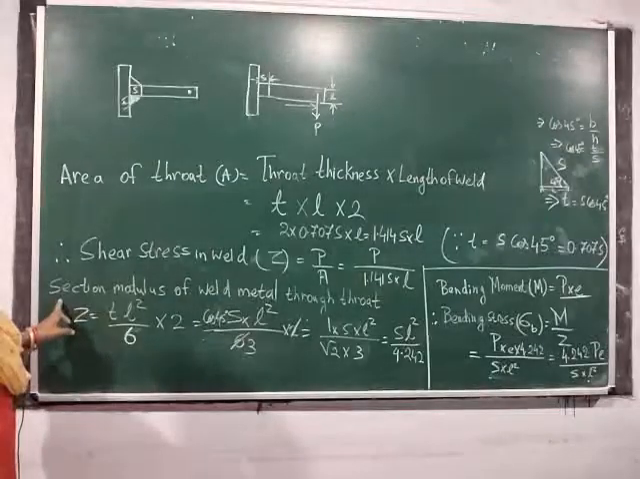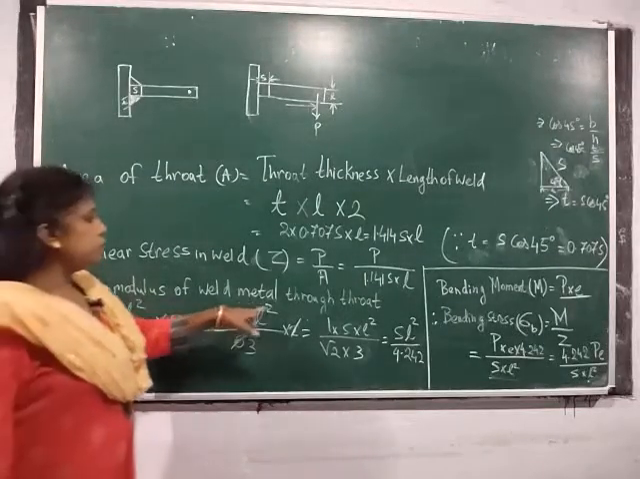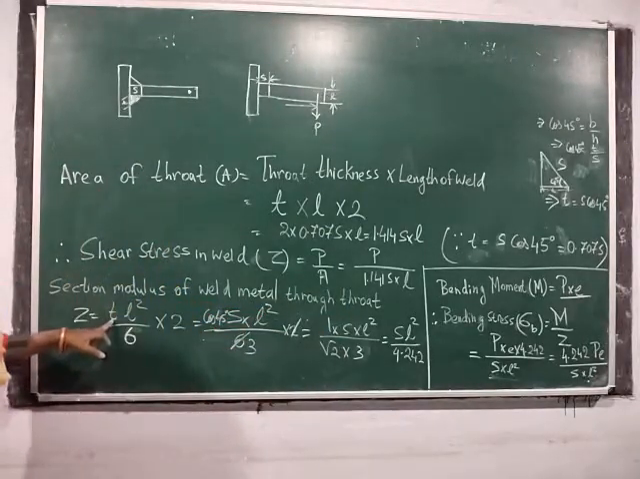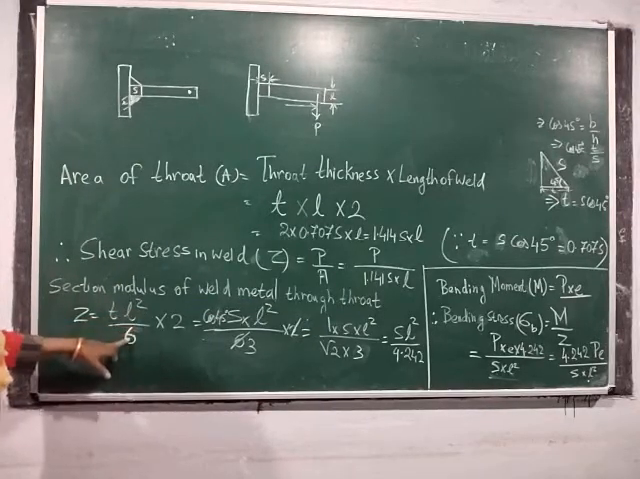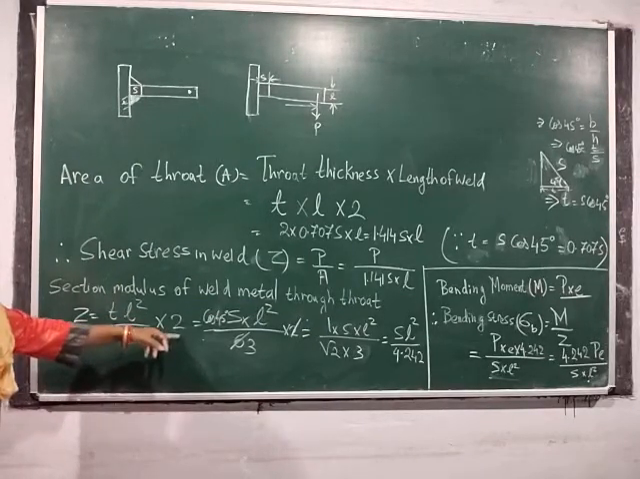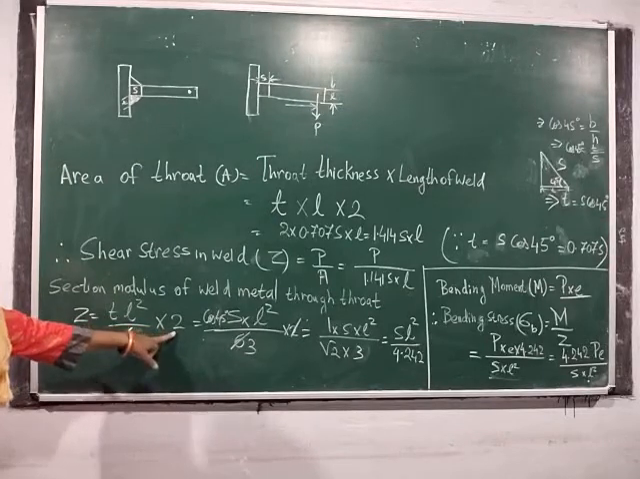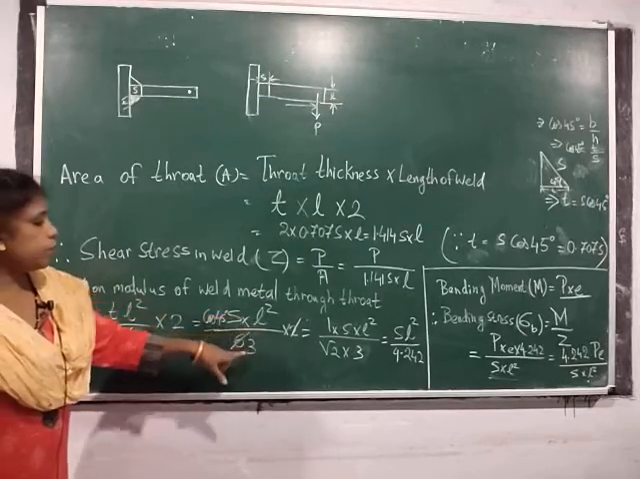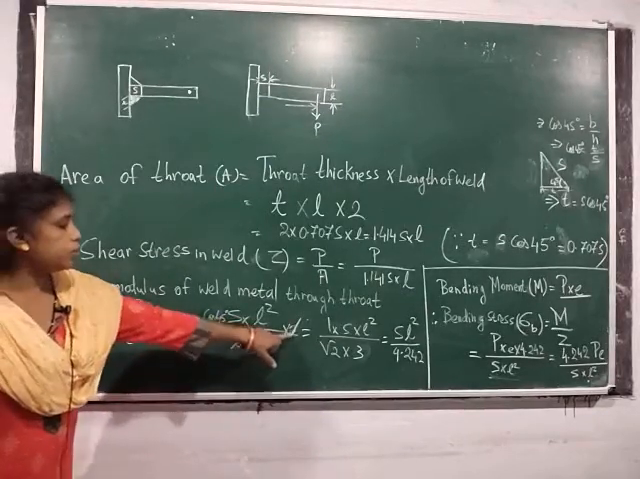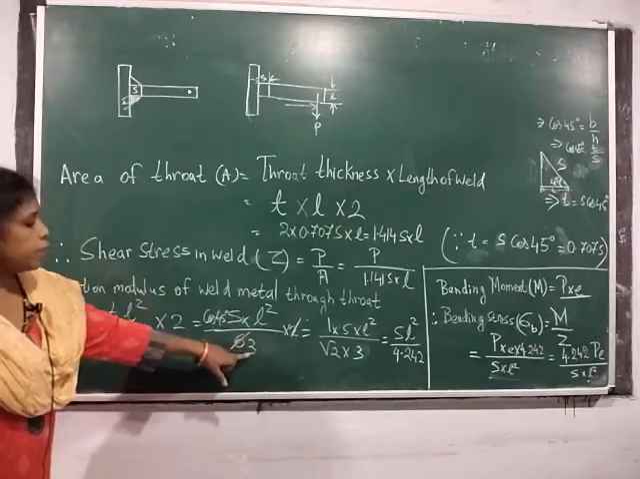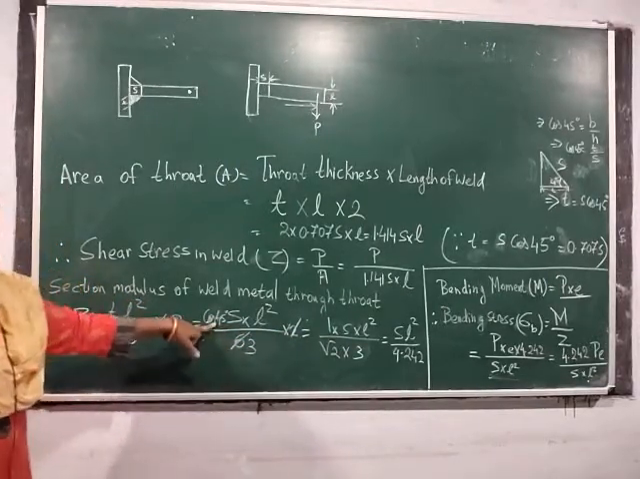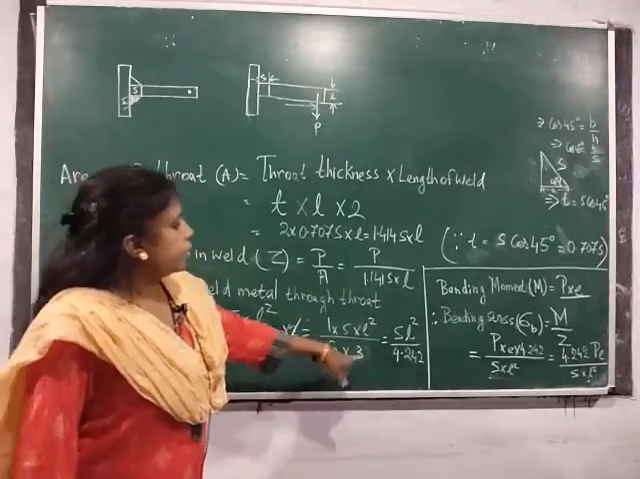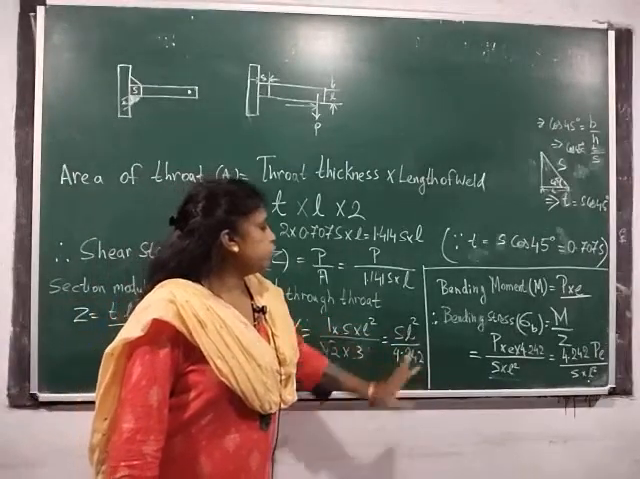So the section modulus of welded metal through the throat is nothing but Z equal to T into L square divided by 6 into 2, as we have welding on the two sides, so we are multiplying by 2. So in place of T I can write S cos 45 into L square divided by 6. So this 2 gets cancelled with 6, so we are getting 3, and in place of cos 45 I am writing 1 by root 2. When 1 by root 2 is multiplied by 3, I am getting S L square by 4.242.